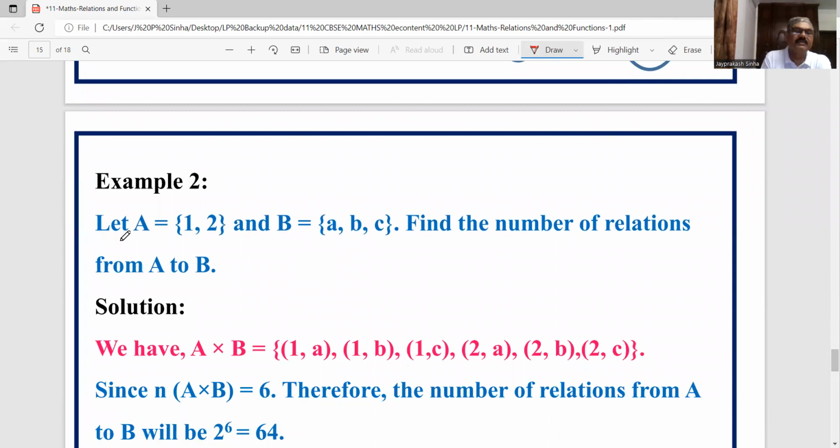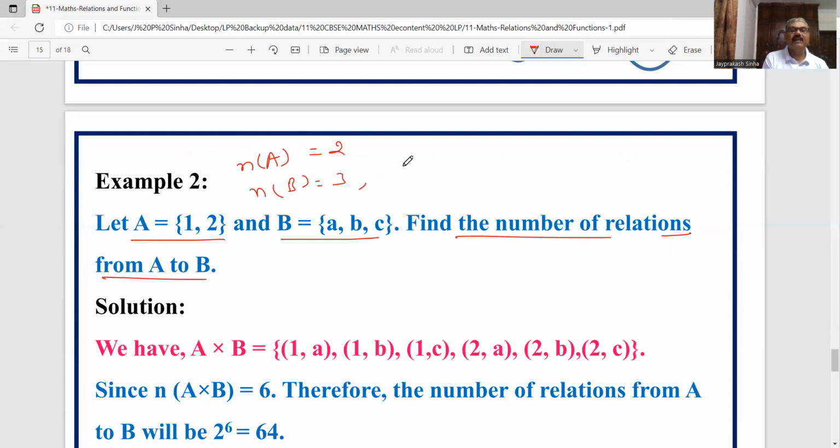See here, there is a question. Let set A is equal to {1, 2}. B is equal to {a, b, c}. Find the number of relations from A to B. So we have already seen that. What is the number of elements in set A? 2. What is the number of elements in set B? 3. Then the number of elements in the Cartesian product of set A with B is 2 into 3, that is 6.